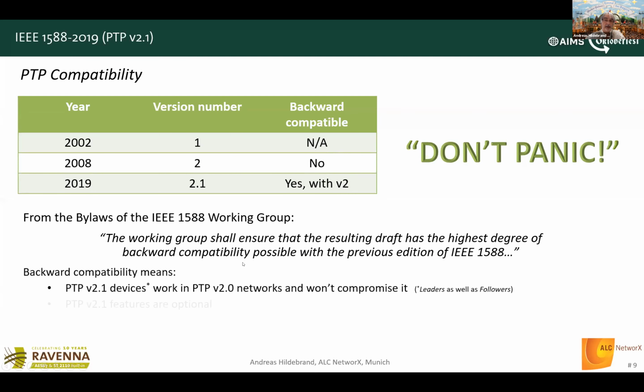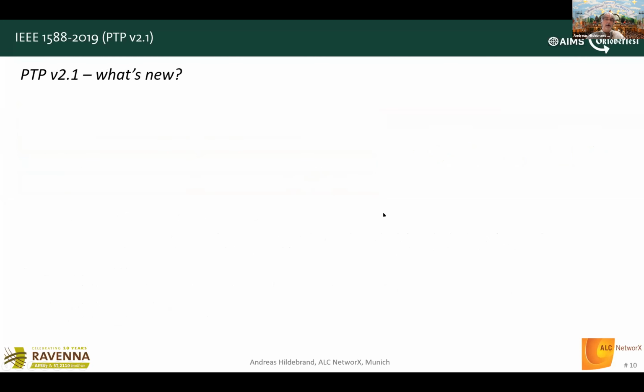So backward compatibility, just as a summary again, means that any version 2.1 device, whether leaders, followers, boundary clocks, or transparent clocks, works in PTP version 2 networks and won't compromise them. All the version 2.1 features are optional, so they are add-ons, and PTP version 2 features work as before with all the PTP version 2.1 equipment. That's the important message. So we can all go and relax and see actually what is in PTP version 2.1.